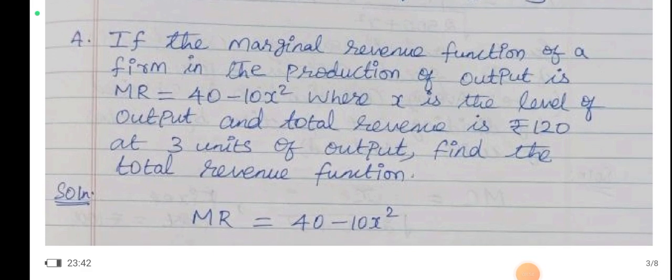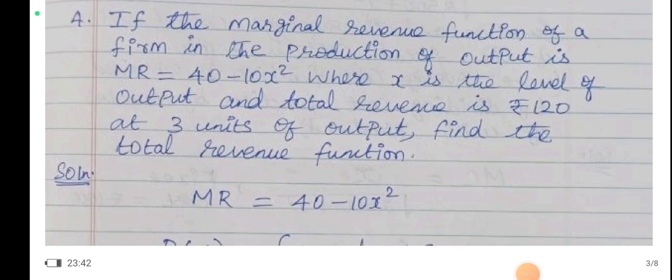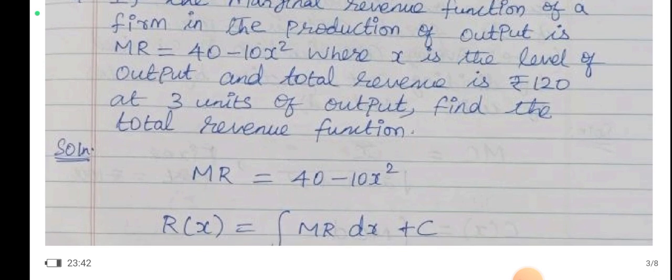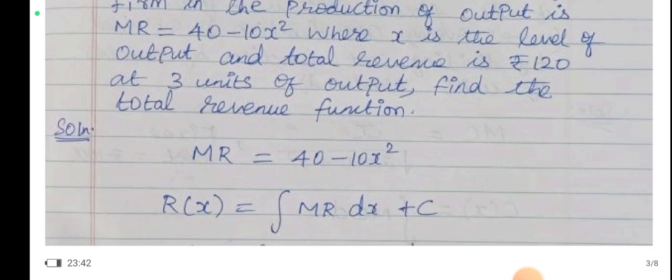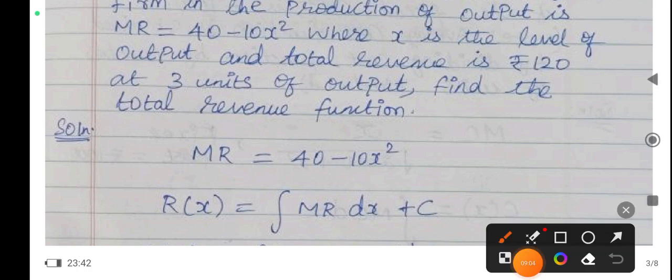Question number 4. The marginal revenue function is given, then x is the level of output. Total revenue they have given as rupees 120 at 3 units of output. Find the total revenue function.